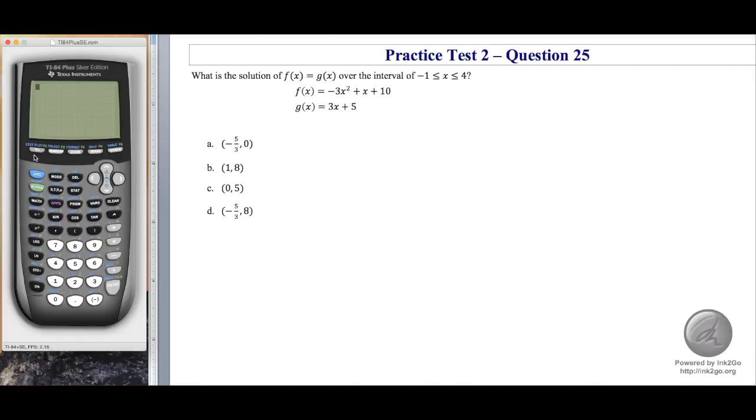Come over to our calculator and press y equals. In y1, put your f of x equation. In y2, put your g of x equation. Then press zoom and 6 to plot in the standard window.